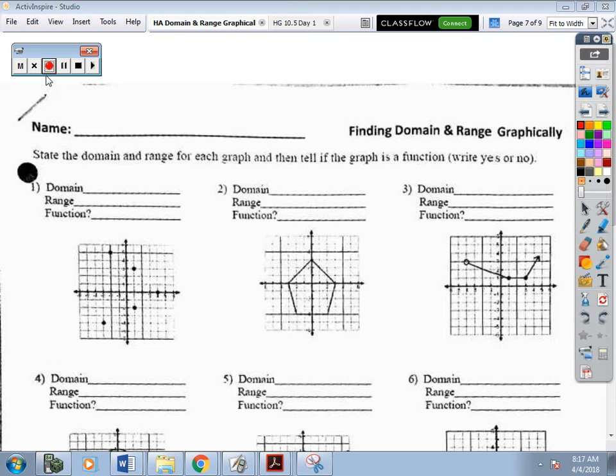First of all, let's review. Domain is the set of all x values. And range is the set of all y values. So when you do domain, you're looking at the x-axis. When you do the range, you're looking at the y-axis. They also ask us if it's a function or not. So to test if something is a function, what test can we use on a graph? Sam? Vertical line test.